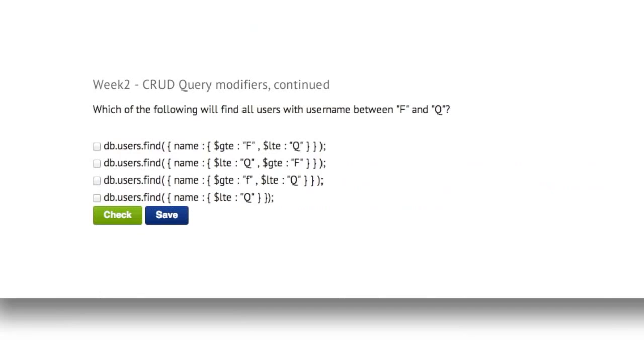Okay, let's have a quiz. Which of the following will find all users with a username between F and Q?